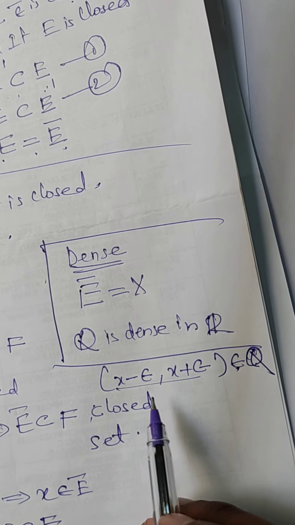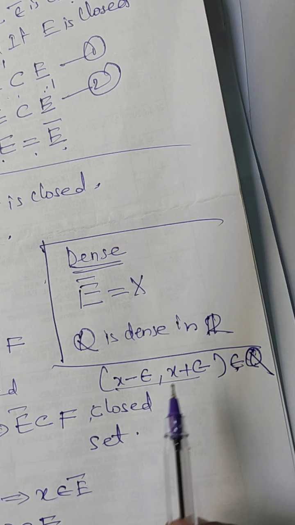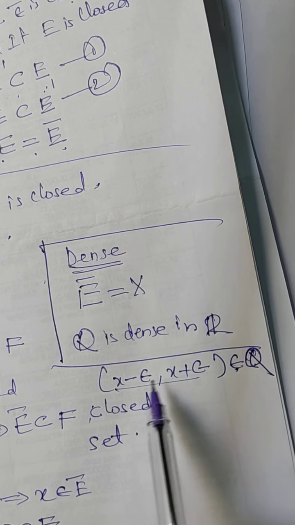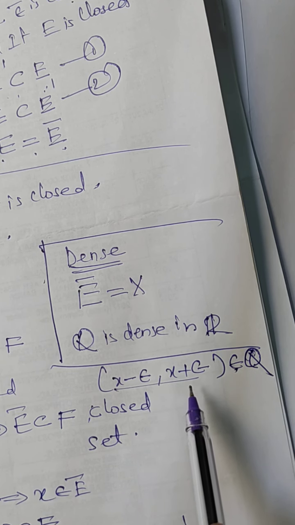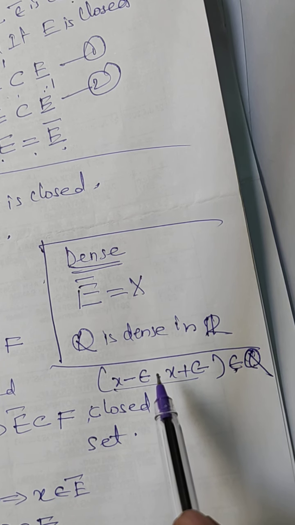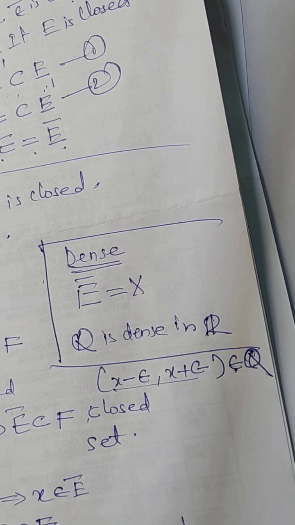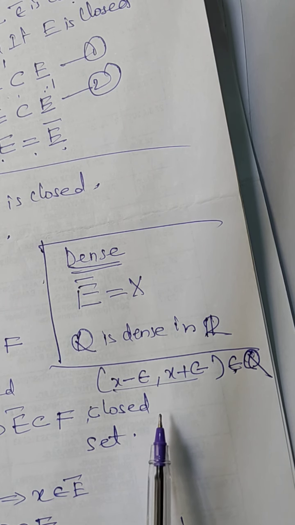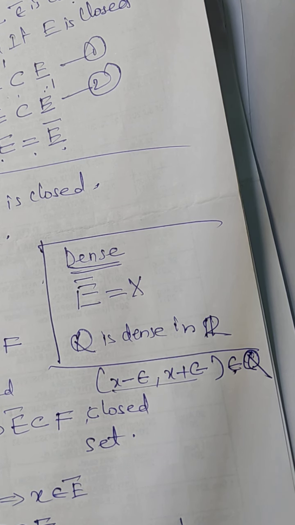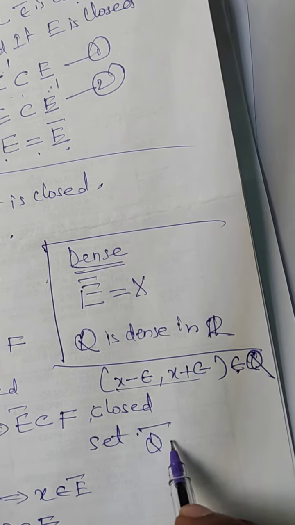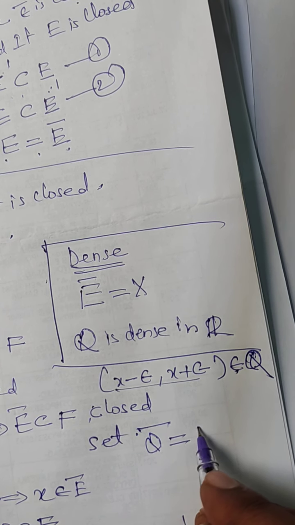Since between any two rational numbers we have infinitely many rational numbers, we can conclude that every number in this epsilon neighborhood is a limit point of Q, or a point of Q. So from there we can say that Q is dense in R. So from the limit points of Q, the closure of Q will be equal to R.